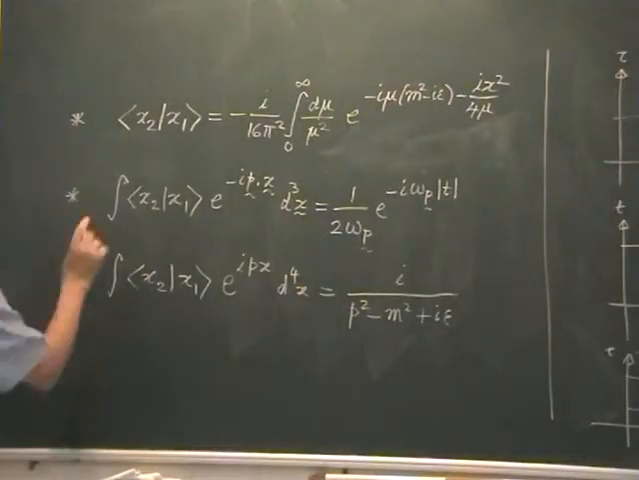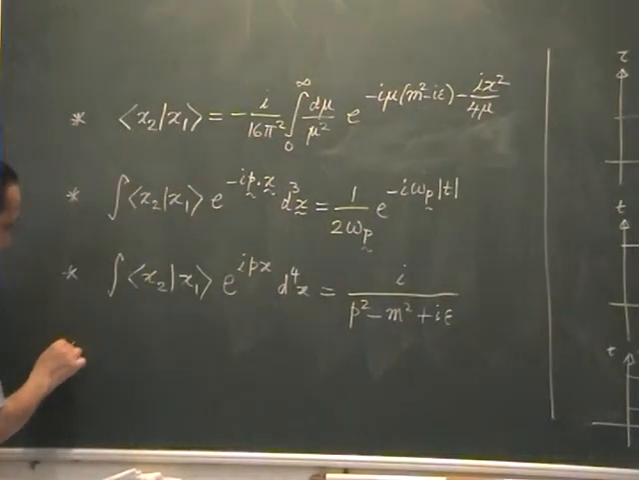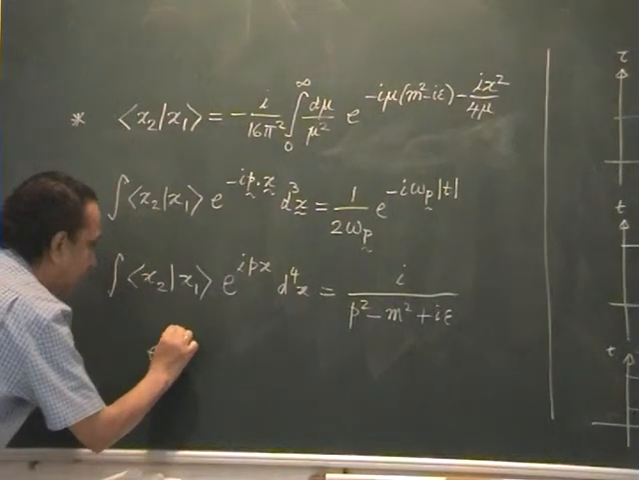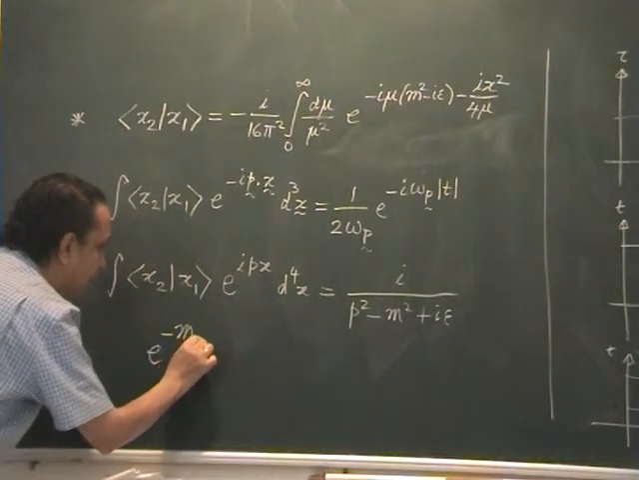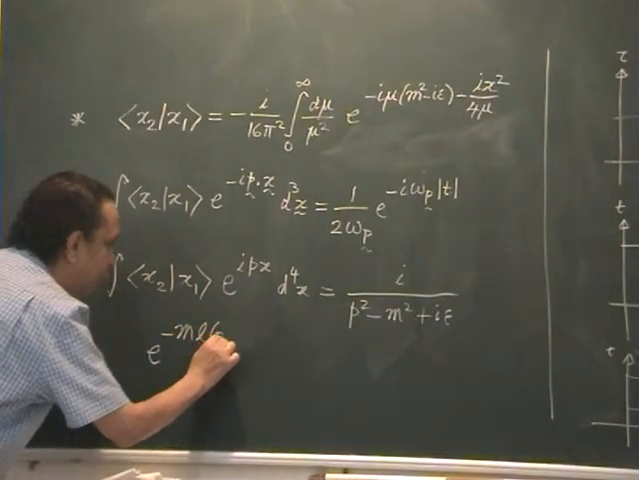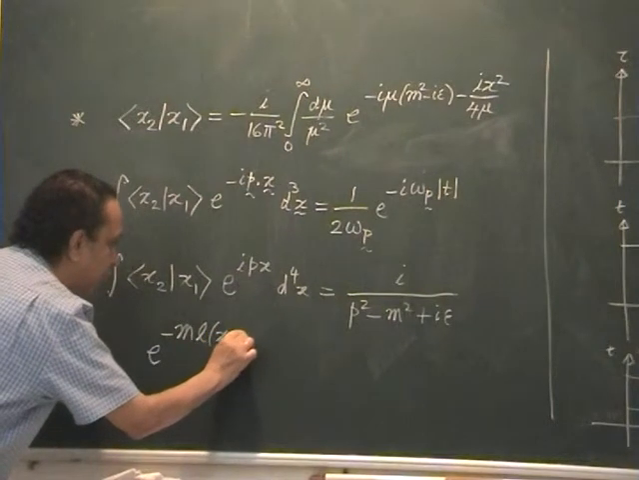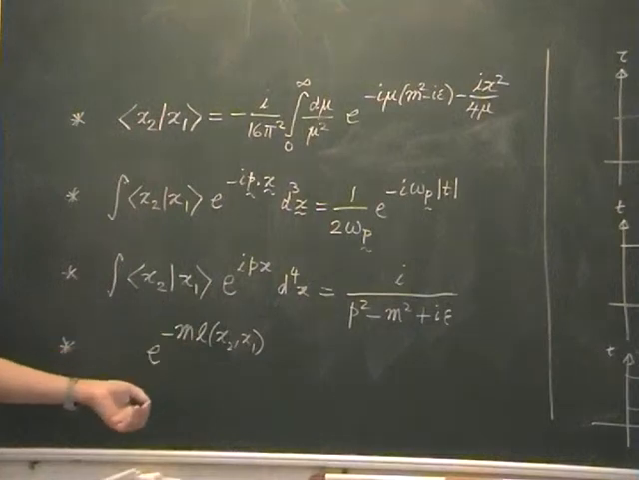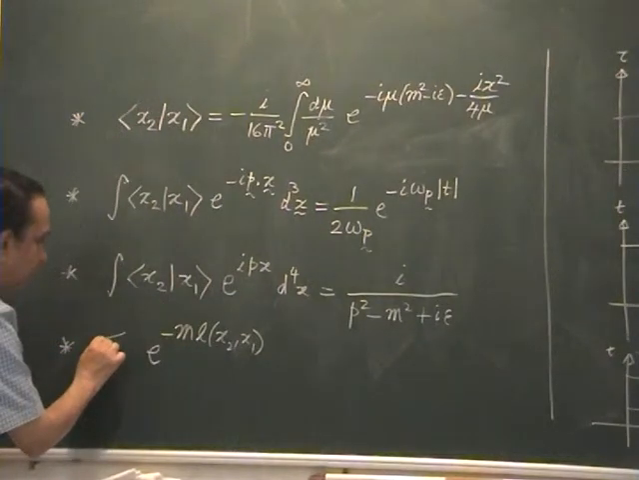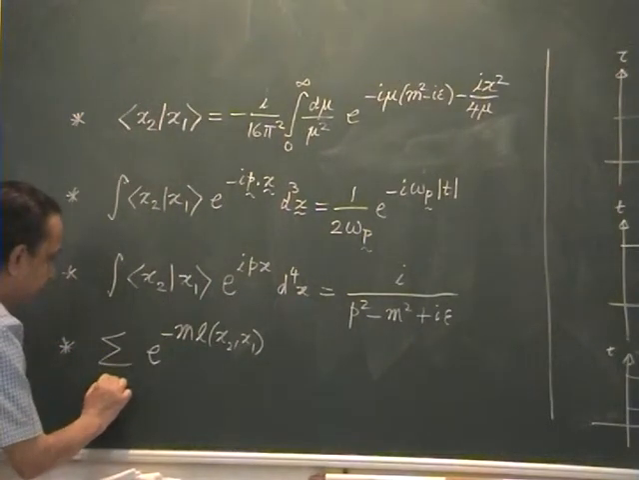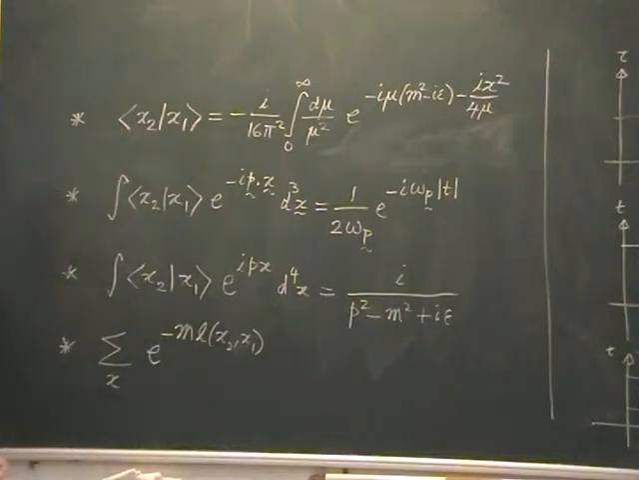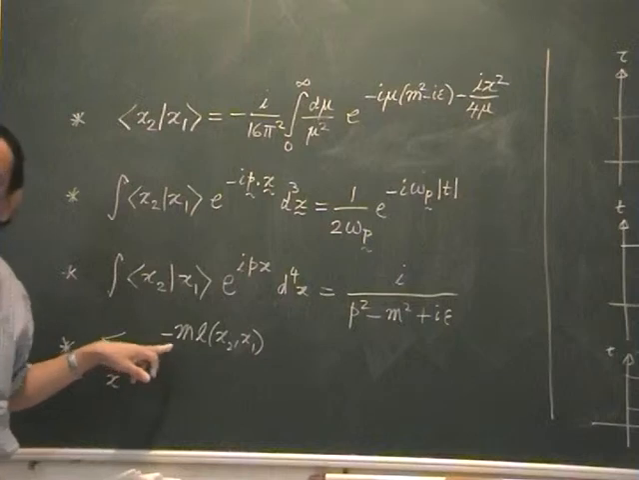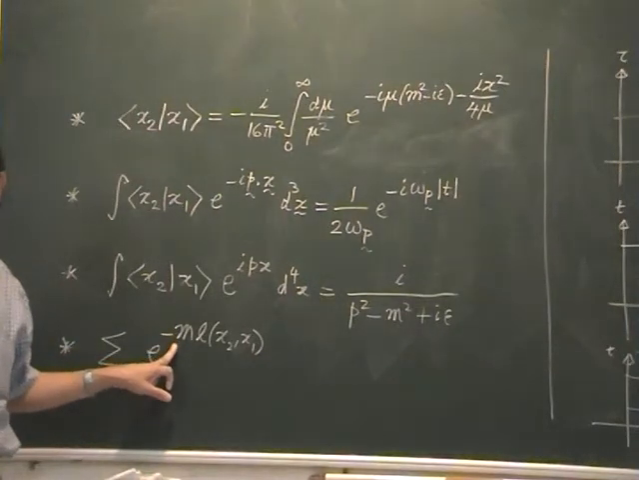You attribute e to the minus m times the length of the path between two events x2 and x1 with every path you choose. Then you sum over all paths which connect two events. This is what you are doing in the Euclidean sector. There is no i here.